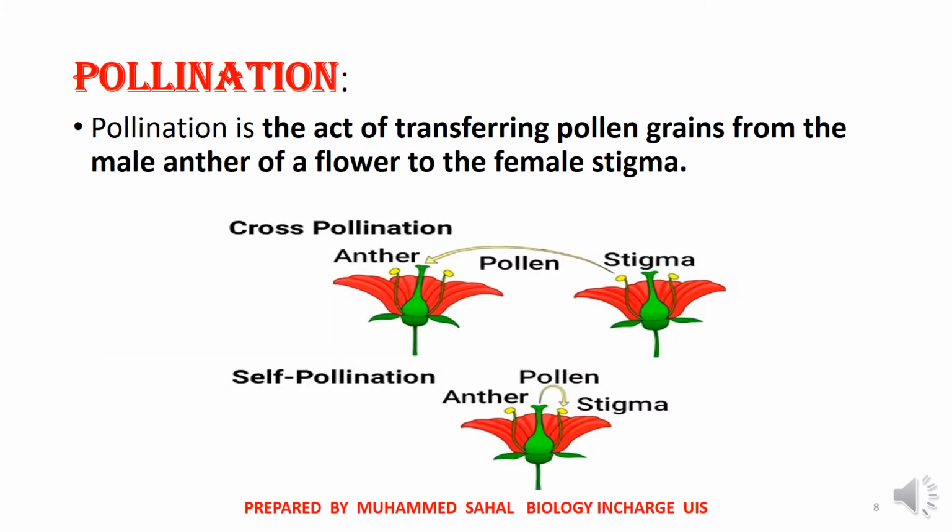Now, pollination. Pollination is the act of transferring pollen grains from the male anther of a flower to the female stigma. This is possible in the same flower and between two flowers. Look at the diagram. If the anther contains pollen, and this pollen is transferred to the same flower, then it is called self-pollination. If it happens between two different flowers, then it is called cross-pollination.